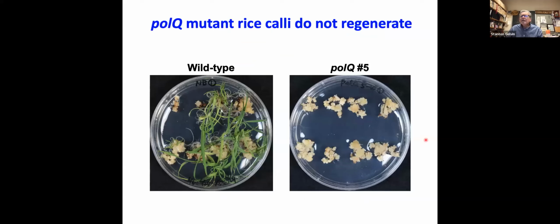Now it turns out that these rice mutants in DNA polymerase theta had a phenotype, and that is they would not regenerate. Normally you regenerate rice from calli on regeneration medium. This is wild type rice. And here's the polyQ mutant. If you put it on regeneration medium, it will not regenerate. This has nothing to do with transformation at all. It's just straight regeneration. So polyQ mutants have a developmental phenotype.